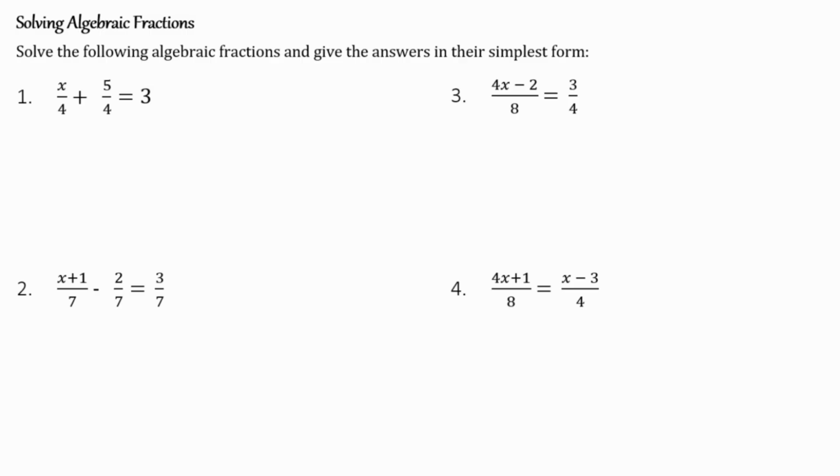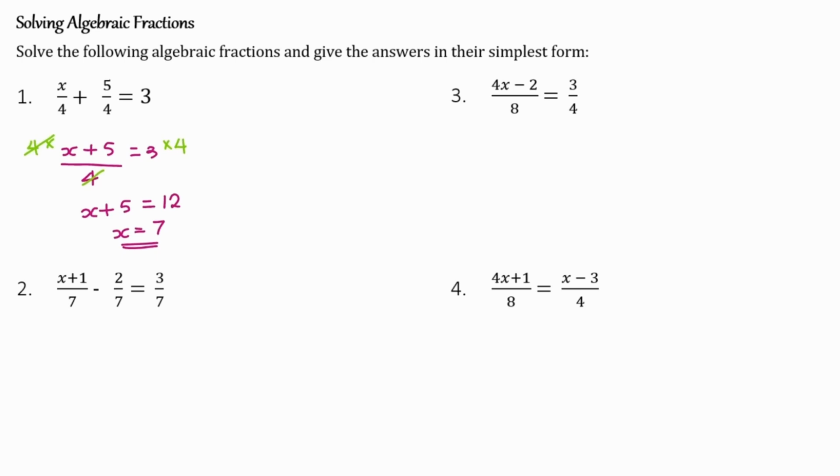So here for number 1, we have x over 4 plus 5 over 4 is equal to 3. As we can see, both the denominators on the left-hand side are 4, so we can just rewrite this as a single fraction, which would be x plus 5 over 4 is equal to 3. We now need to get rid of the 4 from the denominator, so we can multiply both sides by 4. The 4's cancel out on the left-hand side, and we get x plus 5 is equal to 12. We can then minus 5 on both sides, and that will give us x is equal to 7.